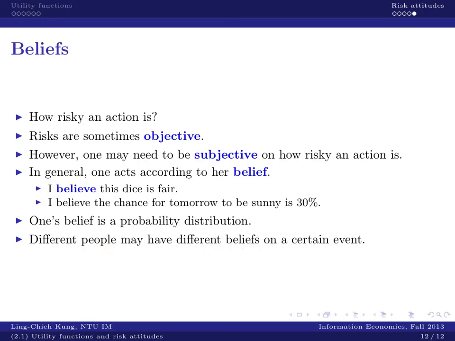Okay, so that's the end of our introduction or our discussion about utility functions and risk attitudes. We're going to use them in a short time later in this semester. In the next video, we're going to start our introduction about game theory.